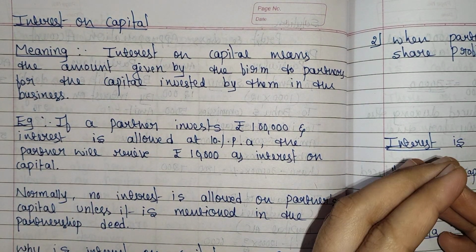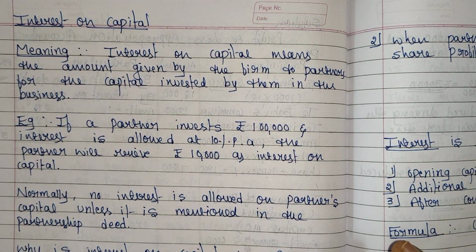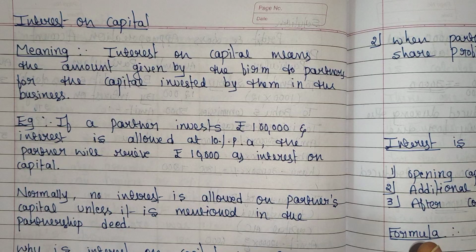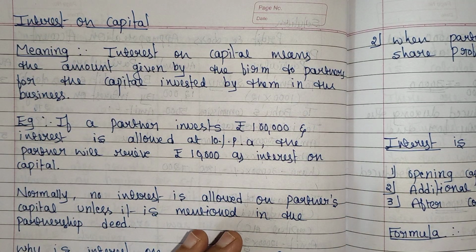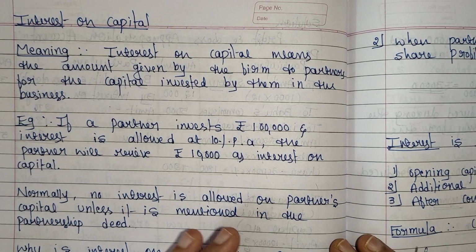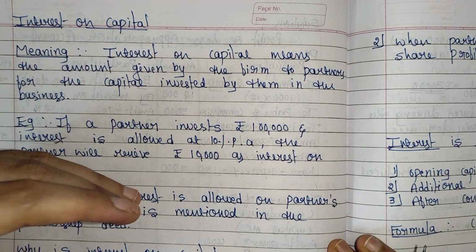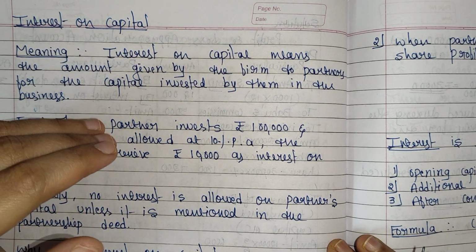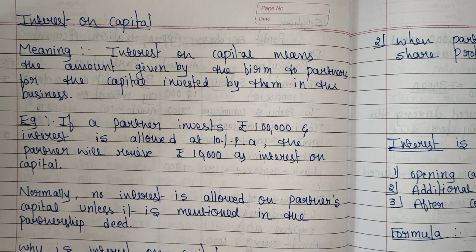Partners invest money in the business as capital, right? For that invested amount, the firm gives interest to the partners. So interest on capital is an expense for the firm, because the interest is given by the firm to the partners. But it is an income for the partners. Partners are receiving the amount.